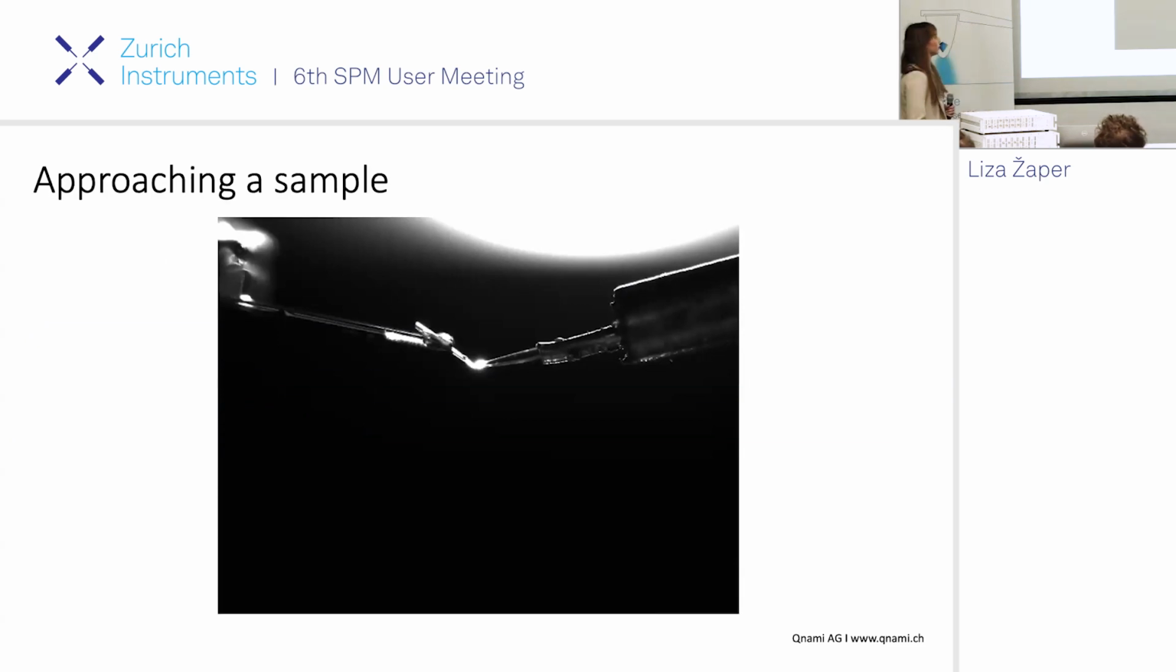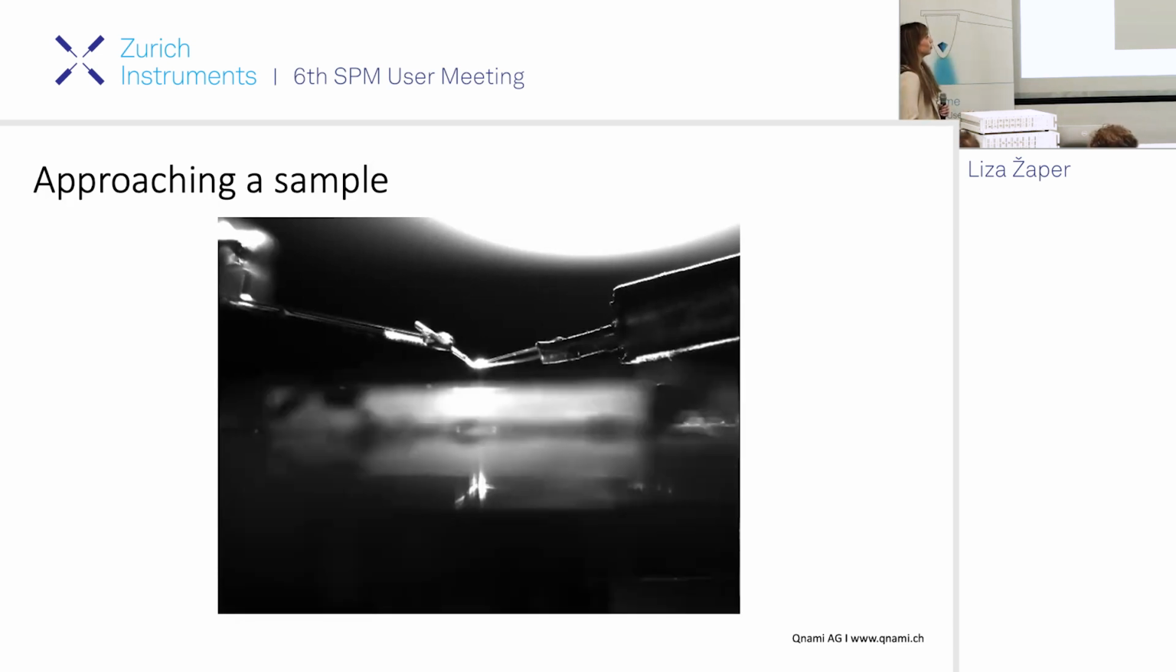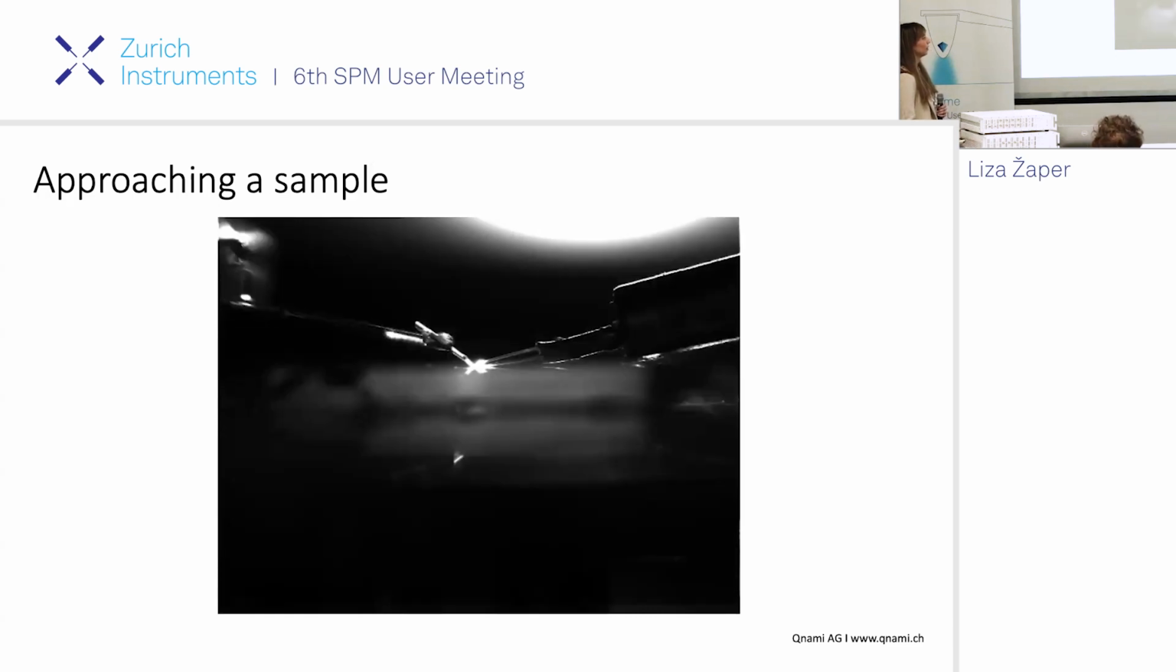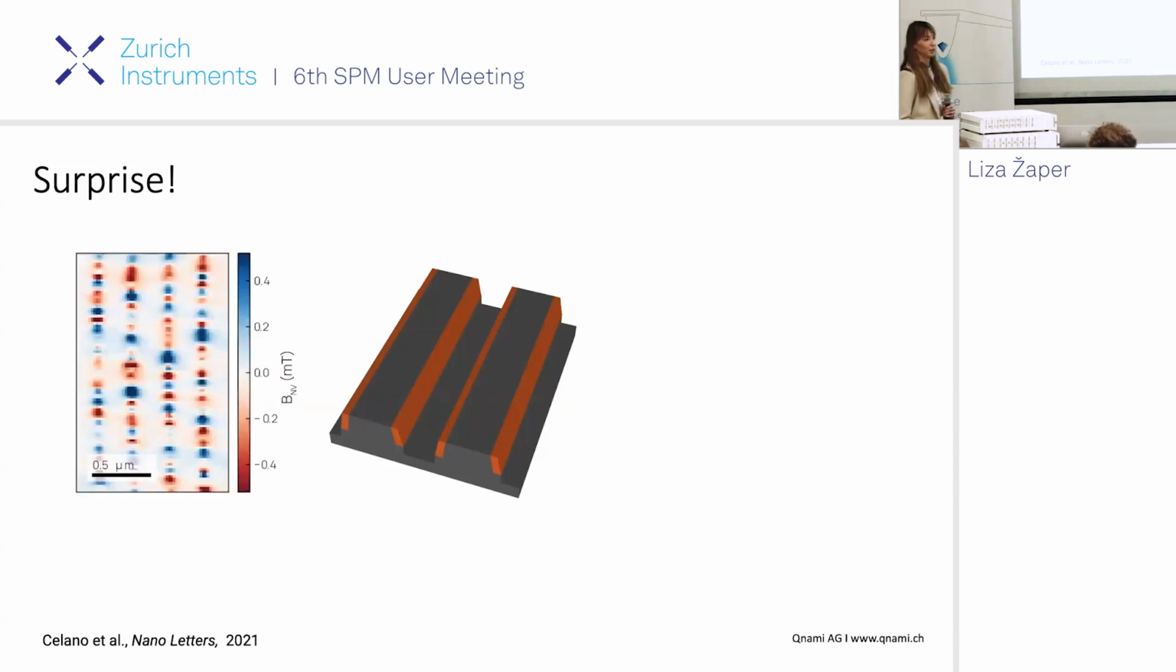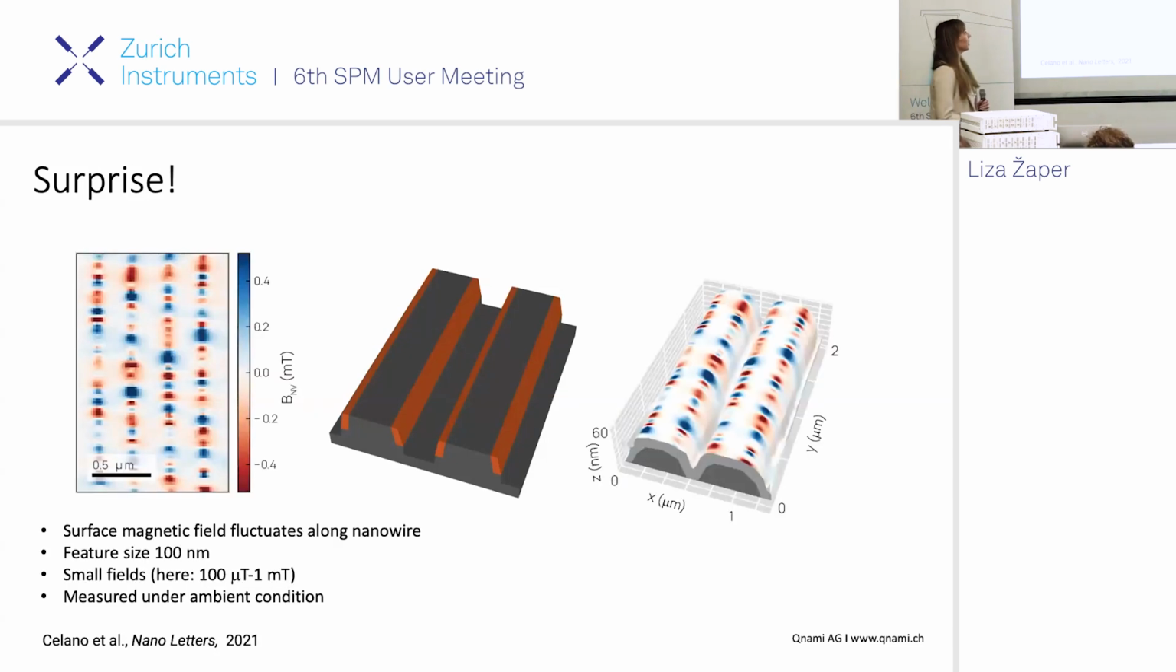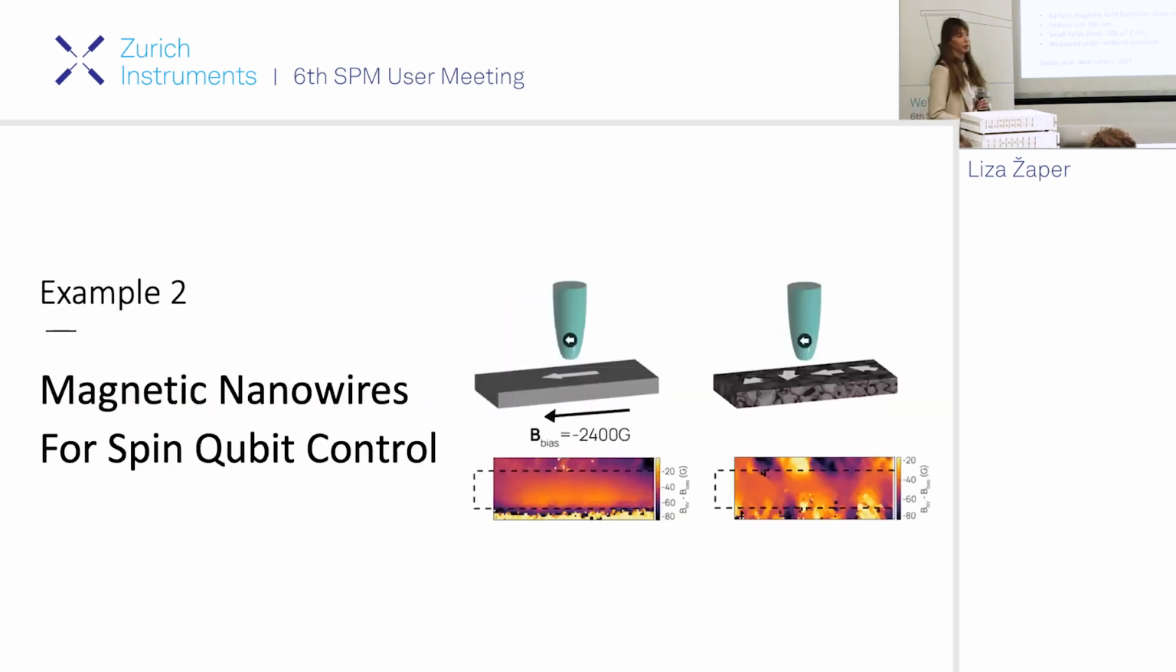Once we found a satisfying set of parameters for a measurement, we can start approaching the sample by observing the tip on the side view camera. This can be very safely done. Once we land on the sample, we can start measuring. And what we found now, as an answer to my previous question, was that actually we see something new with scanning NV magnetometry. We see feature sizes of 100 nanometers that give small fields of 100 microtesla to 1 millitesla, and this hasn't been observed previously with the MFM.